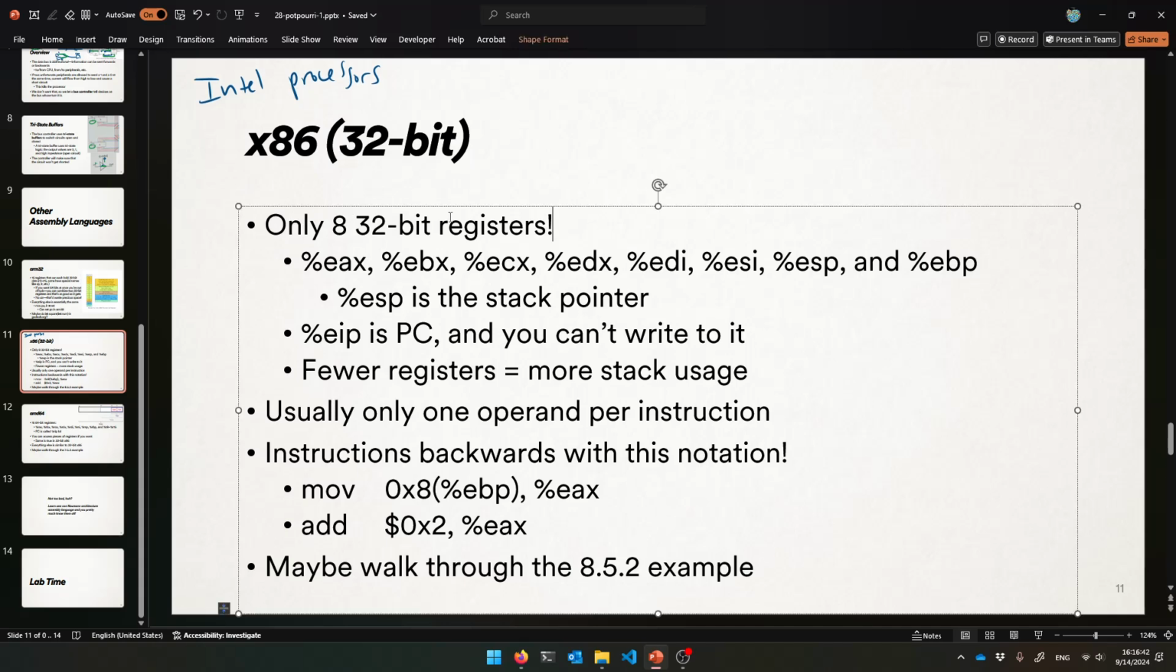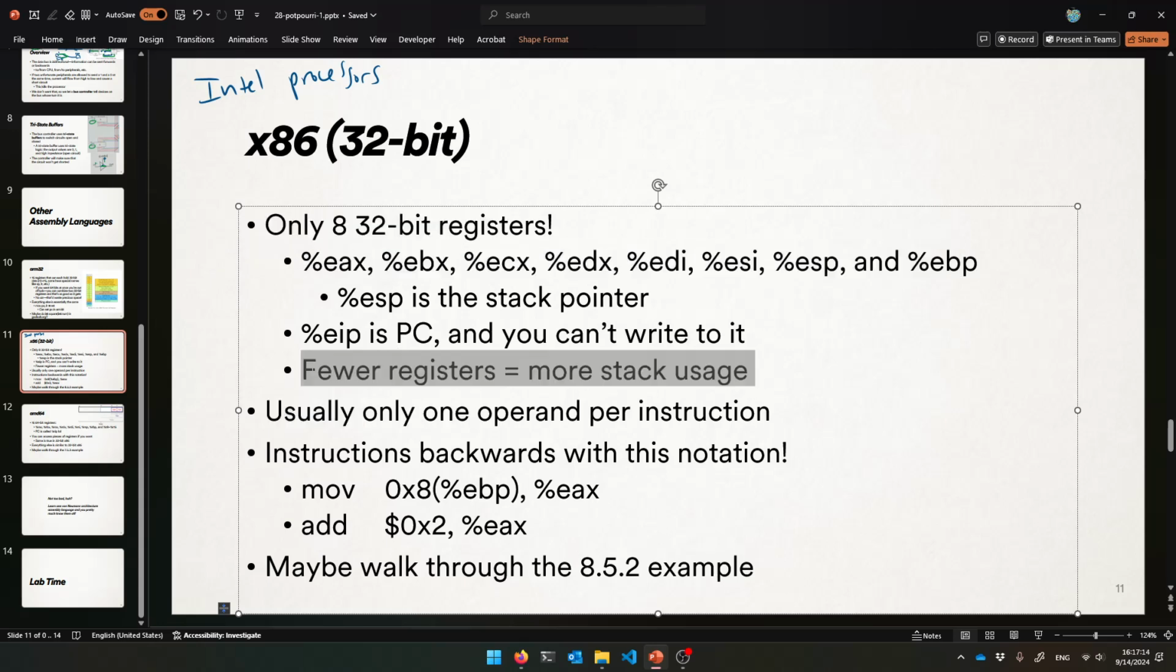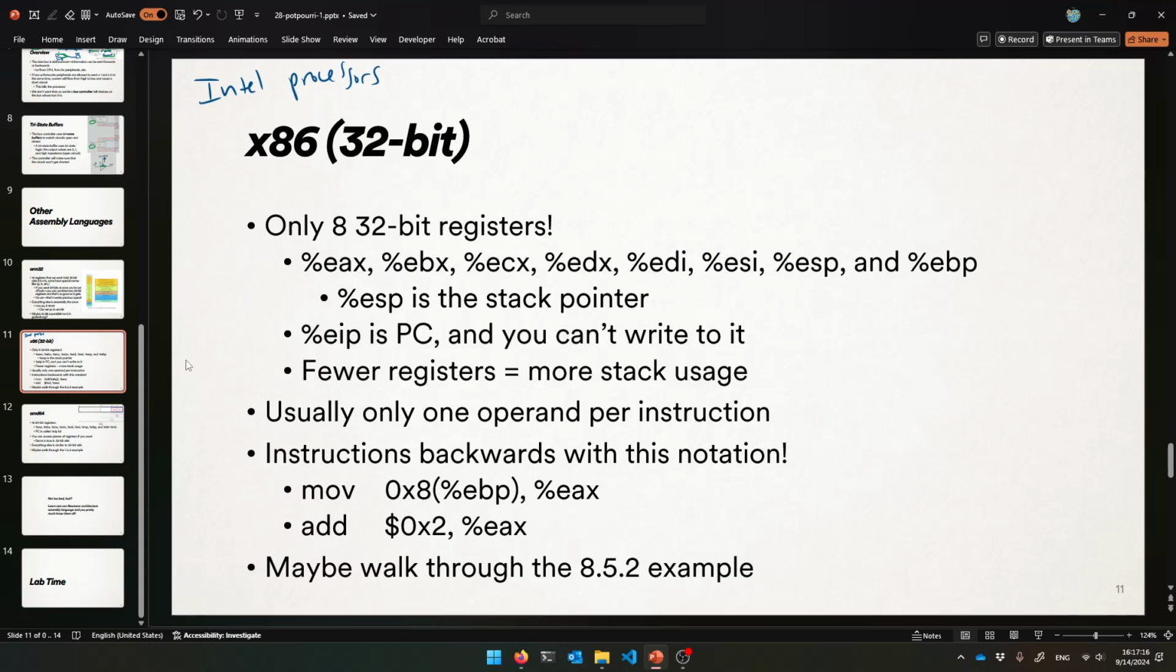You only get 8 registers, so it's 32 bits, so you only get 32-bit size registers. They're called EAX, EBX, ECX, all these, they got weird names. You do have a stack pointer, like everybody needs that. And you can access the PC, that's EIP for instruction pointer. You can't write to it though, okay? So you only get 8 registers, so you're kind of stuck. You don't have enough to do what you need to do usually, and so you're forced to use the stack a whole lot more in Intel processors in 32-bit land.